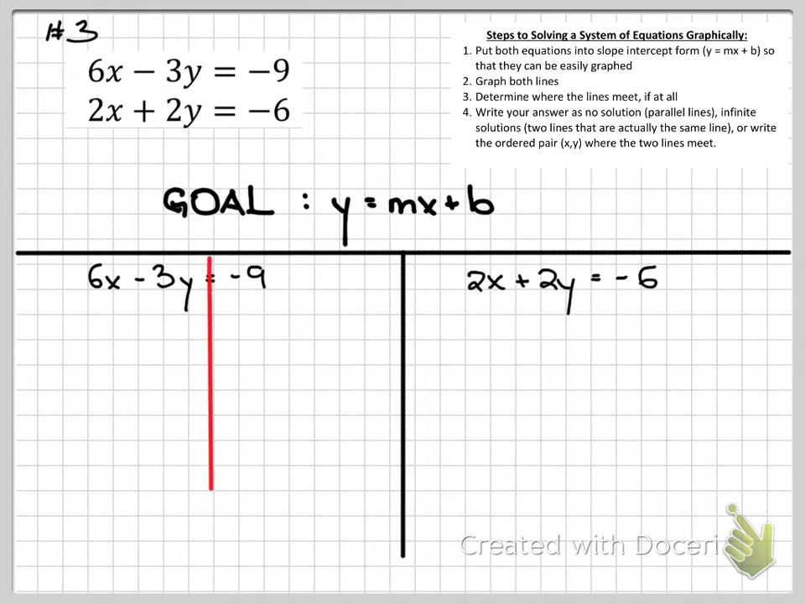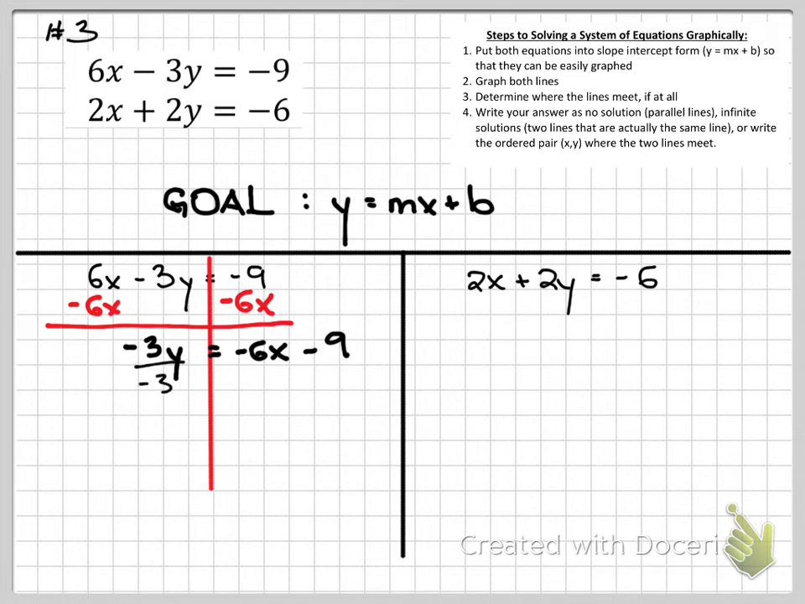So let's start with the first equation. Remember, our goal is to have y all by itself on one side. That means I take everything that's near the y and I move it away from the y. So I'm going to start by subtracting 6x from both sides. So then I have negative 3y equals negative 6x minus 9. Then I have that negative 3 next to my y, and I need to get rid of it. So I'm going to divide everything by negative 3. So that gives me y equals positive 2x plus 3.